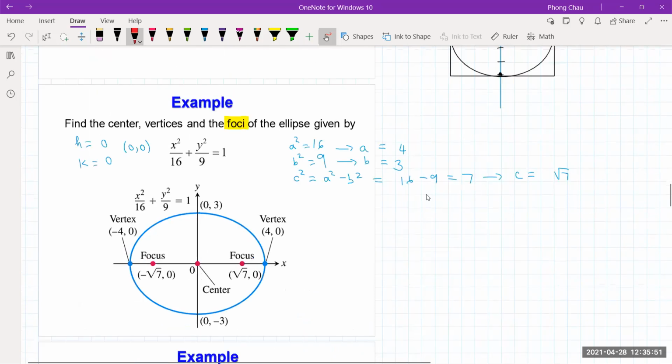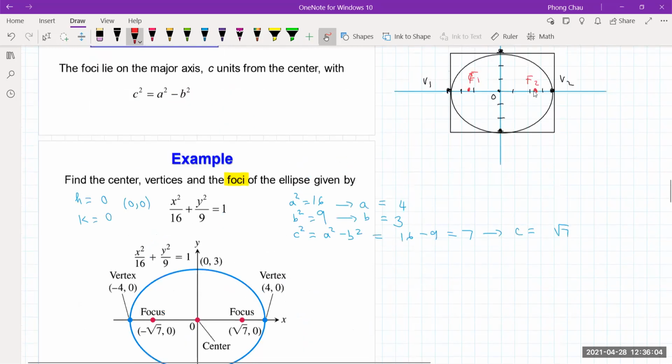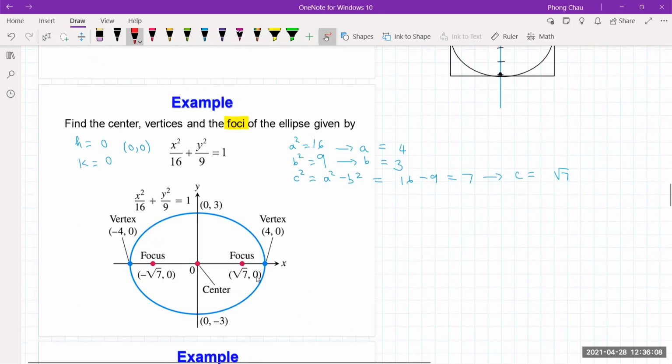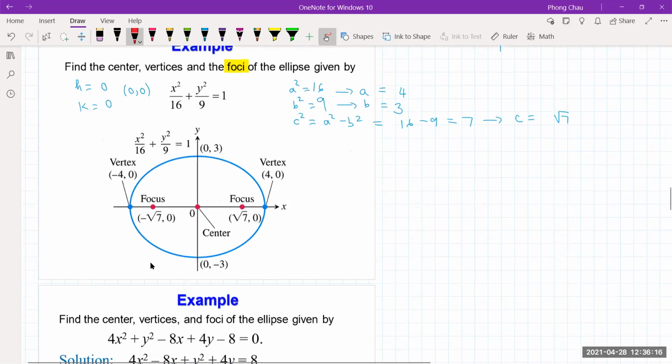I think I have a little better graph here with the ellipse, the vertices, the foci, and the units. I didn't write it down, right? So the right focus is root 7 units away, so we have root 7, comma 0 for that, and negative root 7, 0 for the left focus, okay?